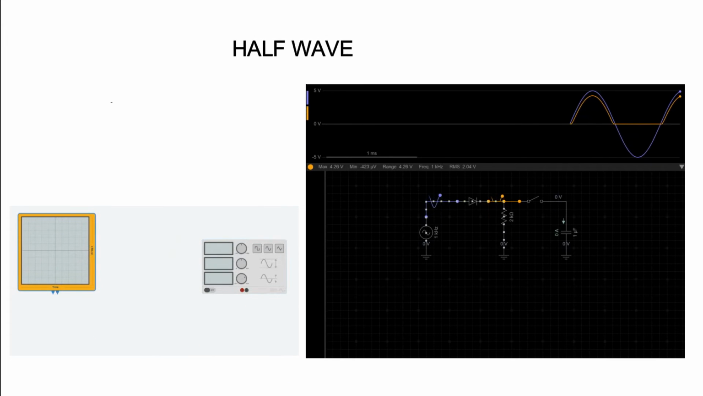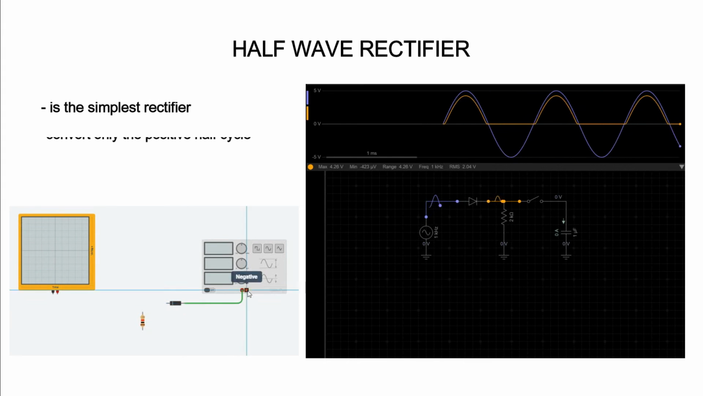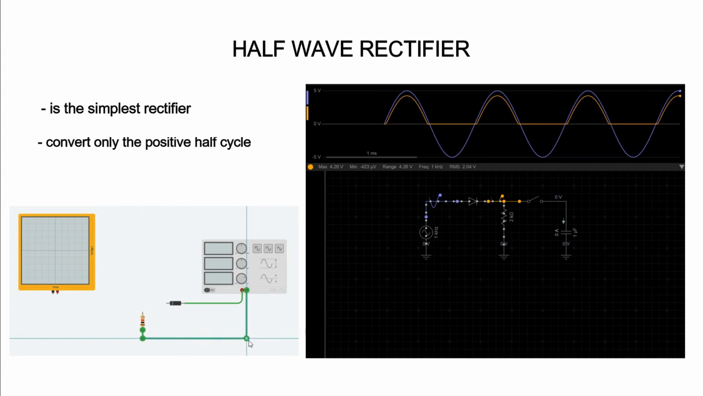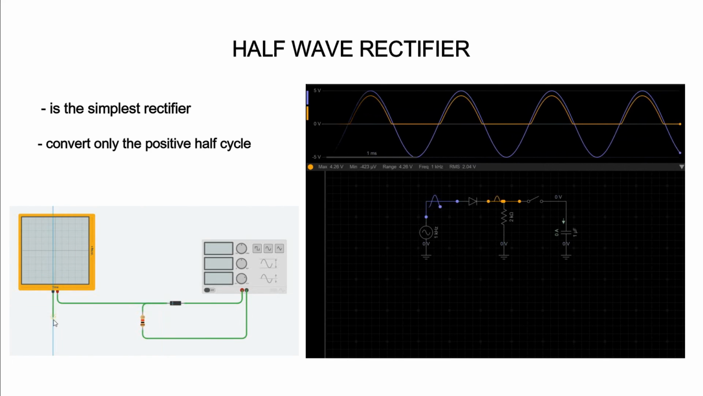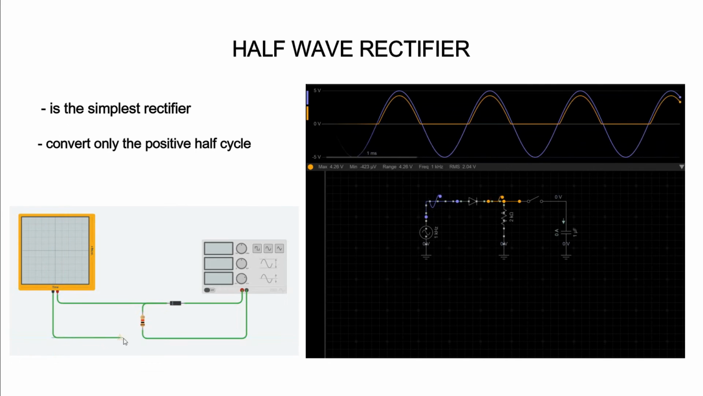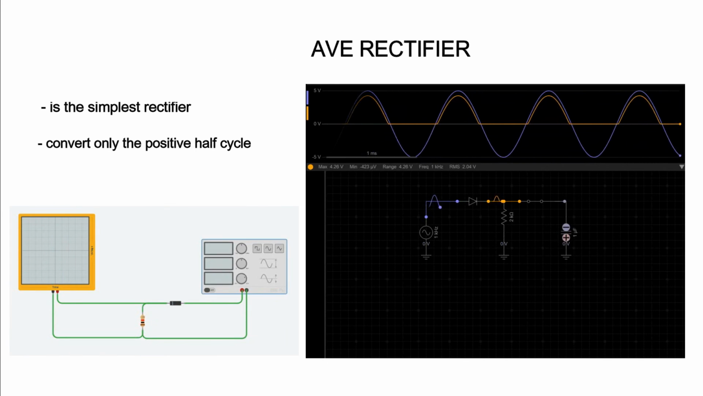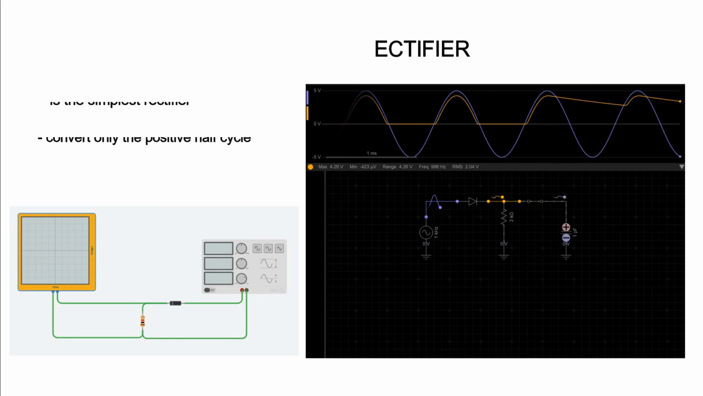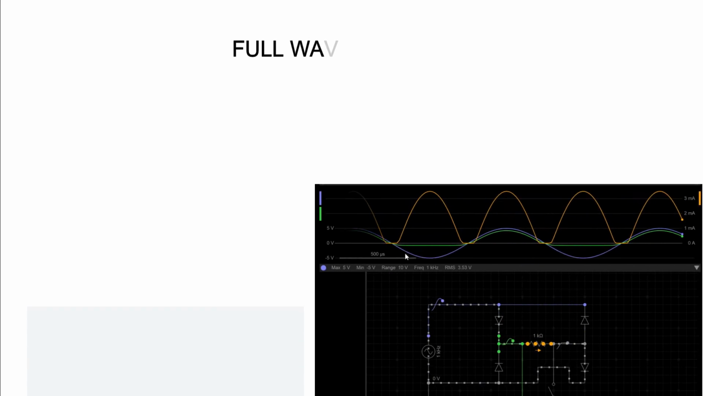Half-wave rectifiers. This is the simplest rectifier and converts only the positive half cycle from the AC signal into a DC signal, and the negative half is blocked. For obtaining a more stable DC signal with a lower ripple voltage, we need to use a capacitor connected to the circuit output. Full wave rectifiers.